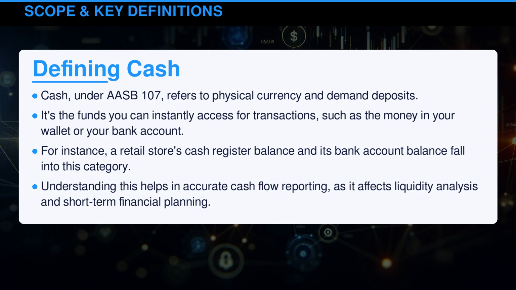Cash, under AASB 107, refers to physical currency and demand deposits. It's the funds you can instantly access for transactions, such as the money in your wallet or your bank account. For instance, a retail store's cash register balance and its bank account balance fall into this category. Understanding this helps in accurate cash flow reporting, as it affects liquidity analysis and short-term financial planning.